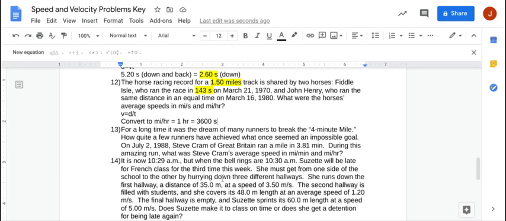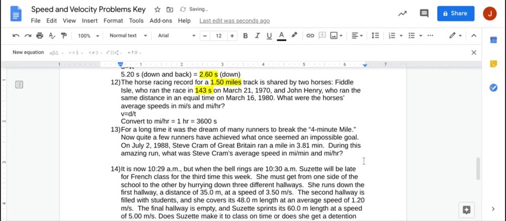13. For a long time, it was the dream of many runners to break the 4-minute mile. Now quite a few runners have achieved what once seemed an impossible goal. On July 2nd, 1988, Steve Cram of Great Britain ran the mile in 3.81 minutes. During this amazing run, what was Steve Cram's average speed in miles per minute and miles per hour?